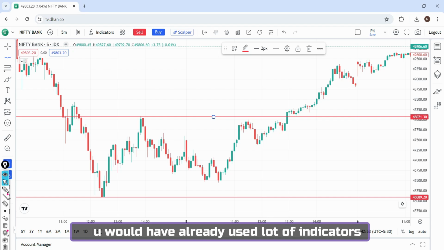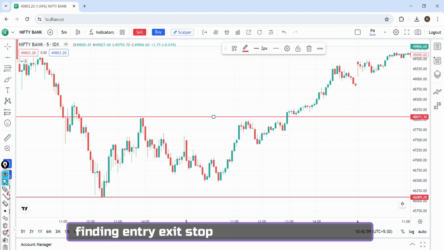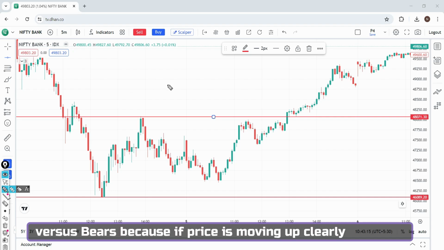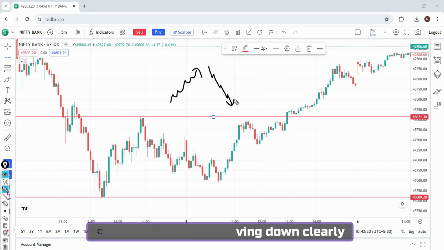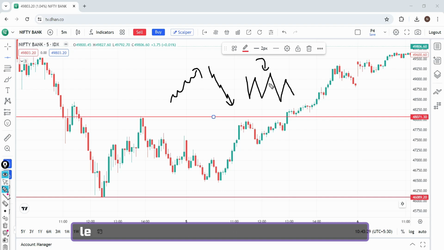You would have already used a lot of indicators and tools in finding the direction, entry, exit, stop loss and target. Now, for a few minutes, forget about all those concepts and focus here. Simple: my goal here is to find the behavior between the bulls versus bears. If price is moving up, clearly bulls are dominating. Price moving down, clearly bears are dominating. If price is sideways, both are fighting.